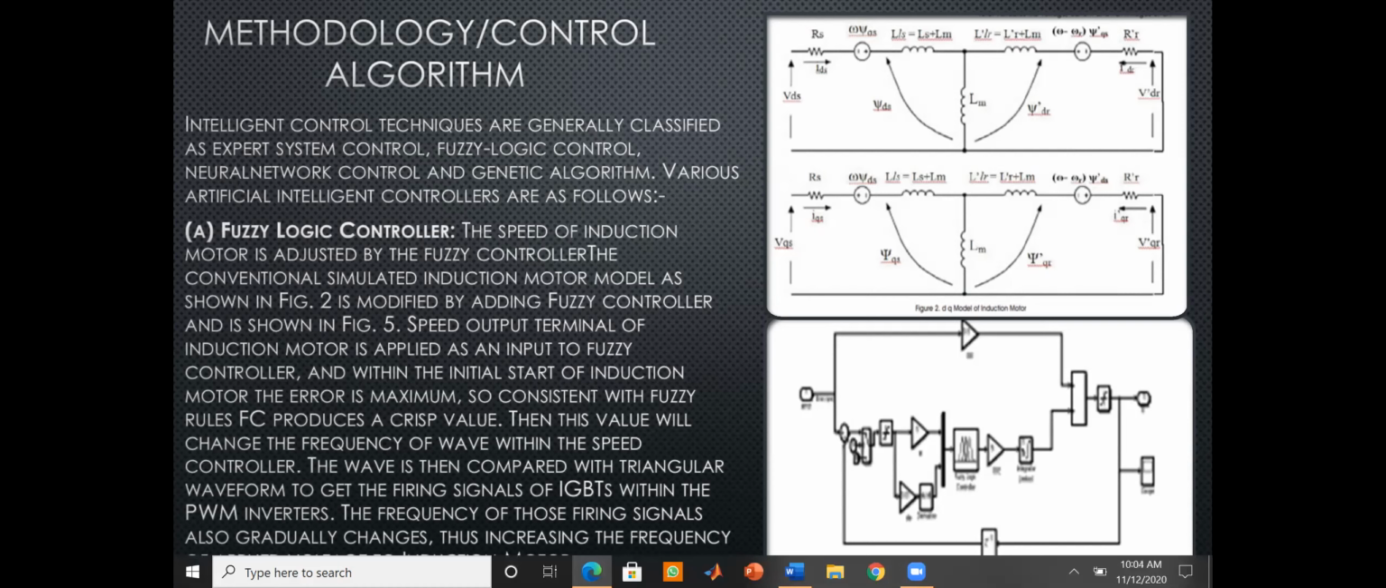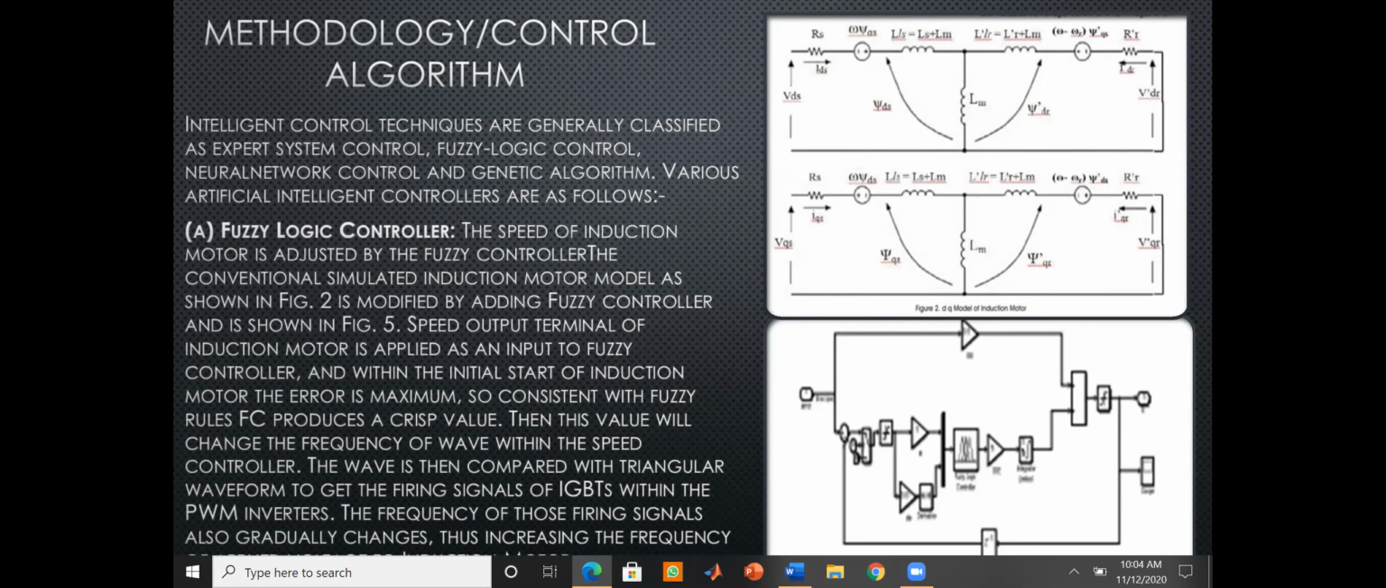A fuzzy logic controller. The speed of the induction motor is adjusted by the fuzzy controller. The conventional simulated induction motor model, as shown in figure 2, is modified by adding a fuzzy controller and is shown in figure 5. The speed output terminal of the induction motor is applied as an input to the fuzzy controller, and at the initial start of the induction motor, the error is maximum.